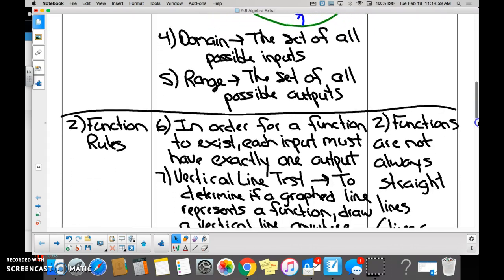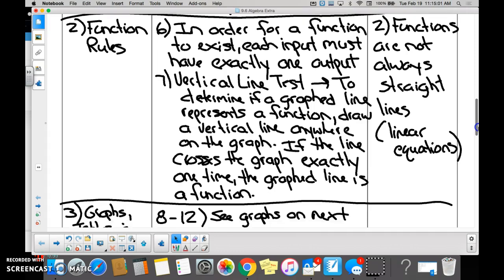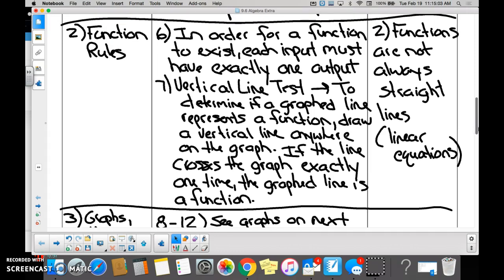So the two rules you need to be aware of. Number one, in order for a function to exist, every input has to have how many outputs? One. If it has more than one output, it's not a function, right? And the second way to determine if a function exists is by drawing a vertical line on a graph. So you need to actually graph the function then, right?